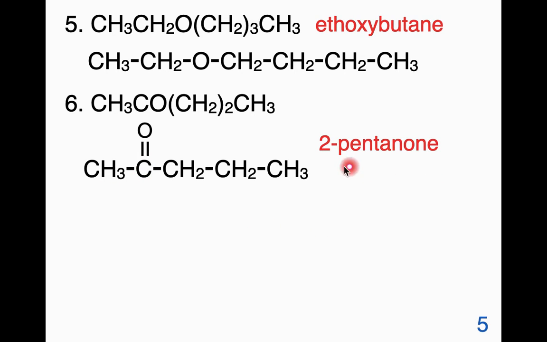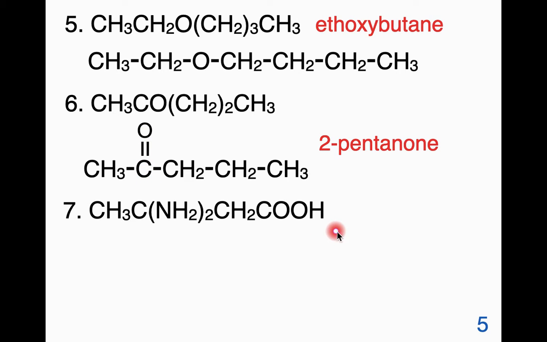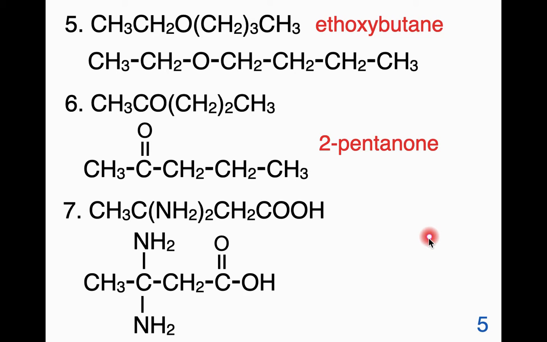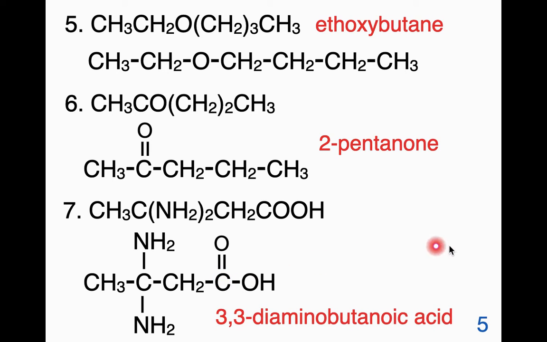To name pentanone, we would need a number to tell us where the double bonded oxygen is. It's a tough one. So this would be our carbon number 1. So, 3,3-diaminobutanoic acid. This is the carboxyl group, and 2 amines. Okay, that's it. You'll have some more practice in your homework. You're welcome.